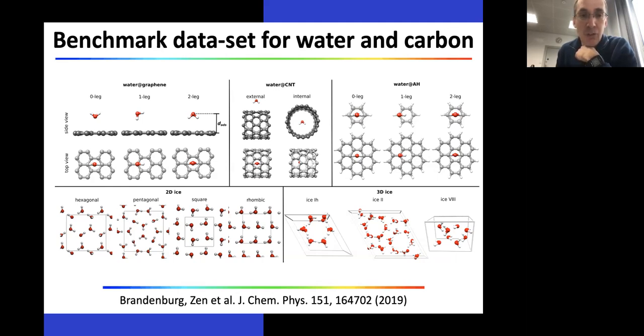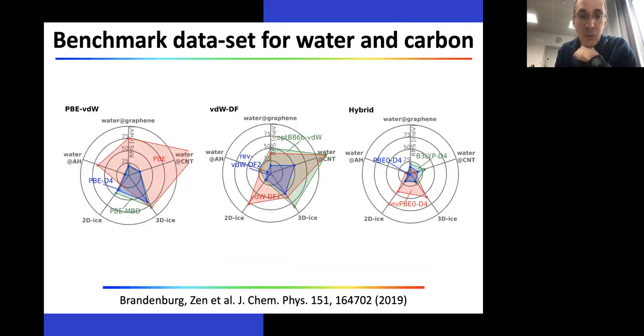And so what I show here is a data set that we have that has been published for water-water interactions and water-carbon interactions. So on the top, we obtain reference data. You've seen these ones already for water on graphene. Then water inside and outside of carbon nanotubes, on these polycyclic aromatic hydrocarbons. And then for some of the bulk ice polymorphs and for some 2D ice structures. And with this reference data, we can then again start to understand how density functionals perform.